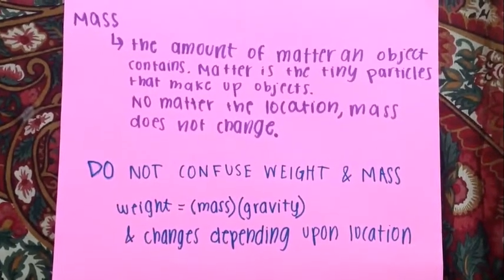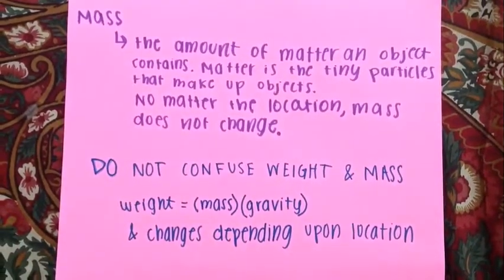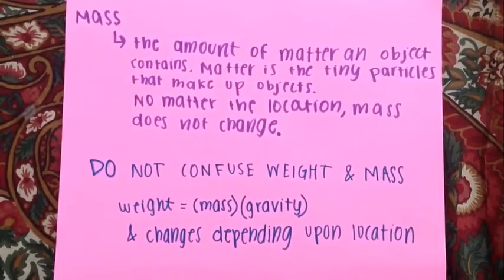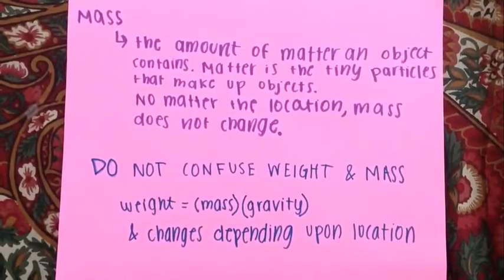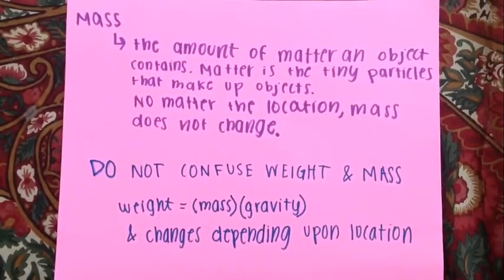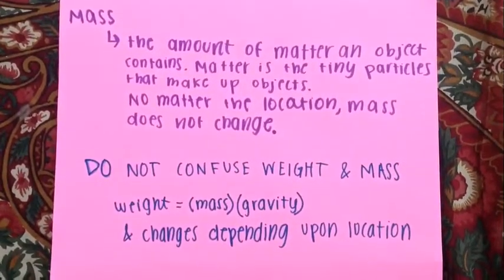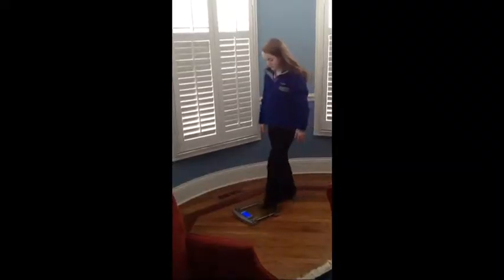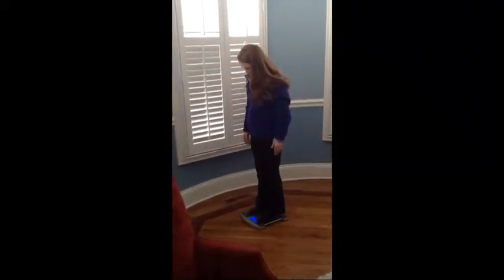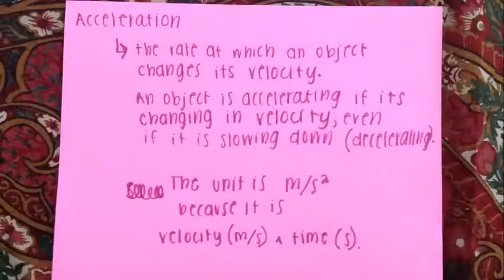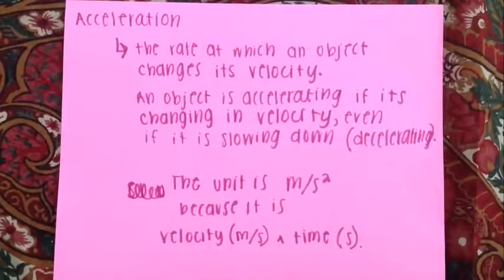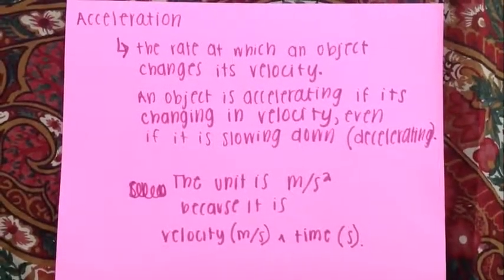Mass is the amount of matter an object contains. Matter is the tiny particles that make up objects. No matter the location, mass does not change. Do not confuse weight and mass. Weight equals mass times gravity and changes depending upon location.